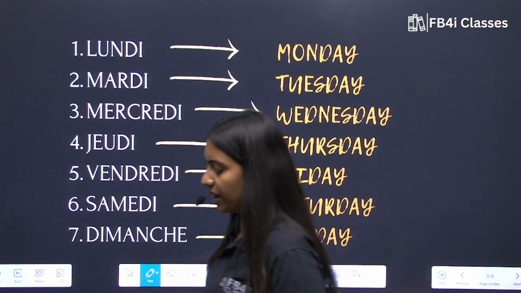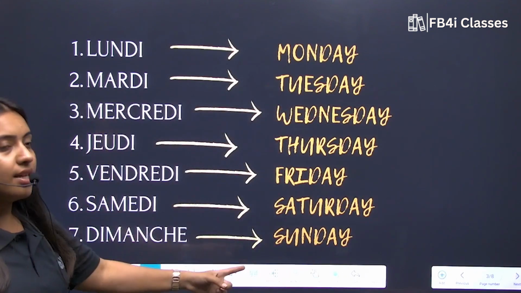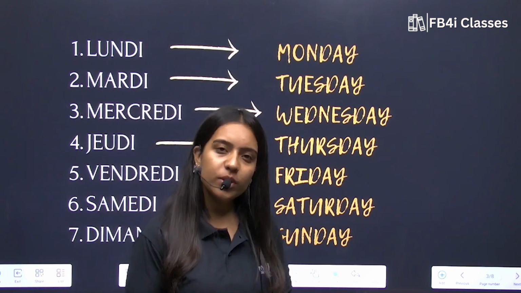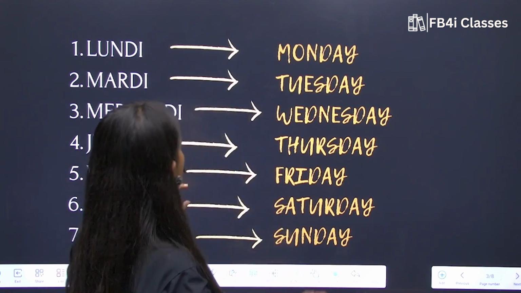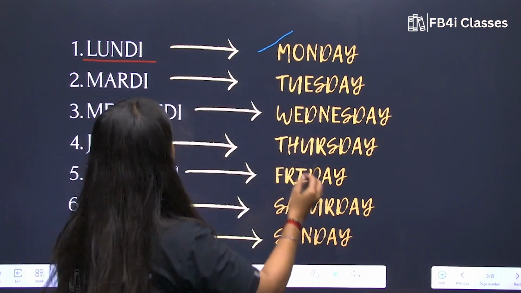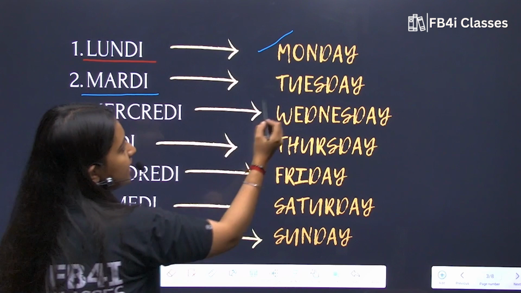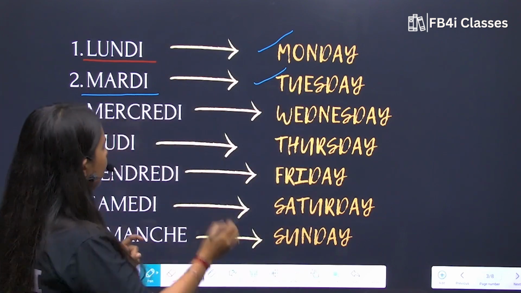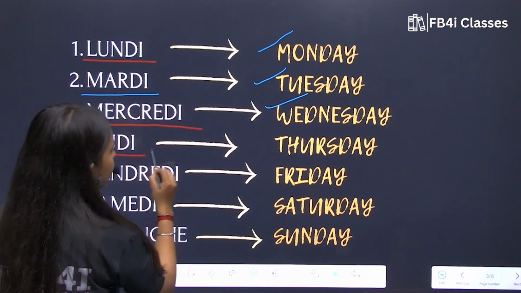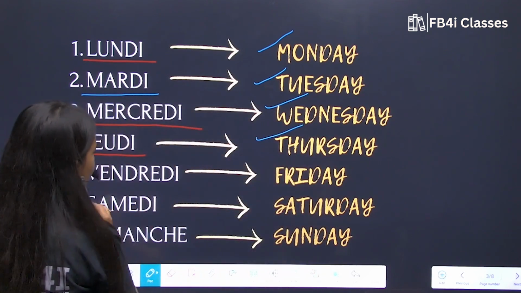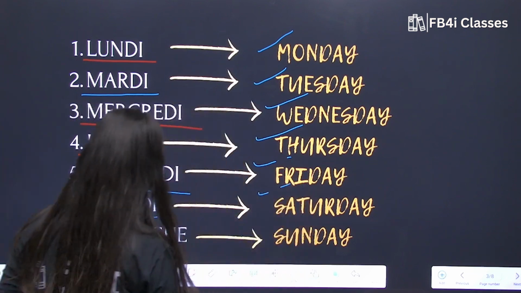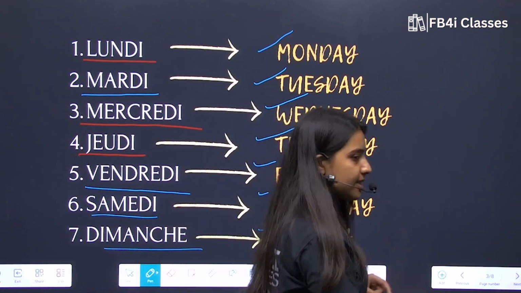The first one. I have given translations along with the French word, but we will also go about with the pronunciation. The first one, lundi, which means Monday. Okay. The next one, mardi, which means Tuesday. Mercredi, Wednesday. Jeudi, Thursday. Vendredi, Friday. Samedi, Saturday. And dimanche is Sunday.